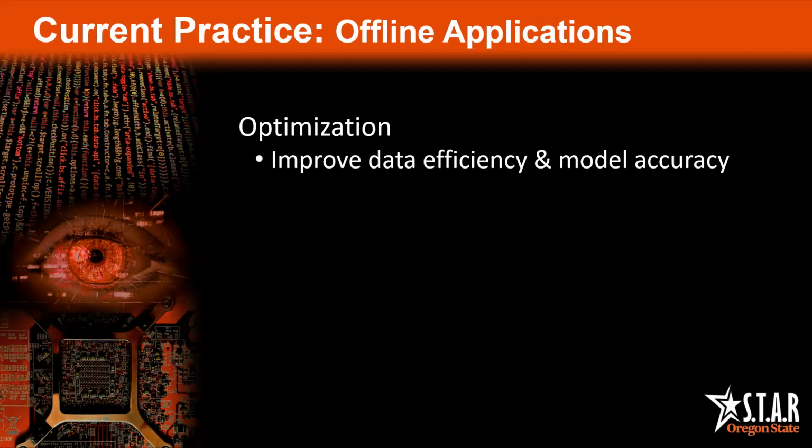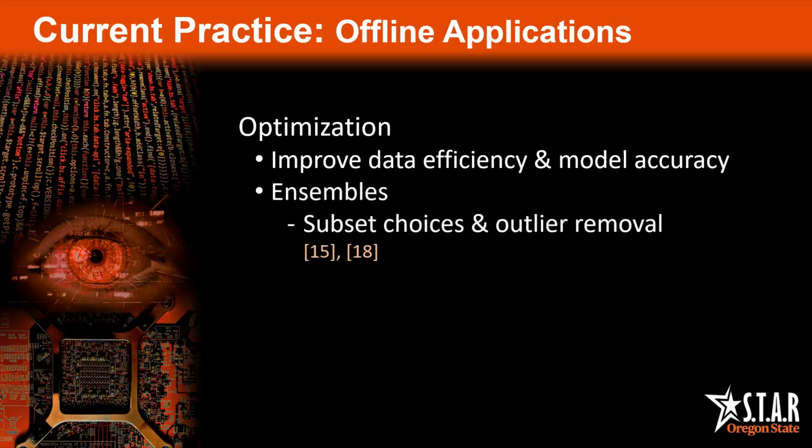Optimization in offline applications primarily focuses on improving data efficiency and overall model accuracy relative to traditional approaches. Ensemble methods, for example, can scale to be arbitrarily large relative to computation resources. Several works have therefore considered ensemble-specific optimizations.